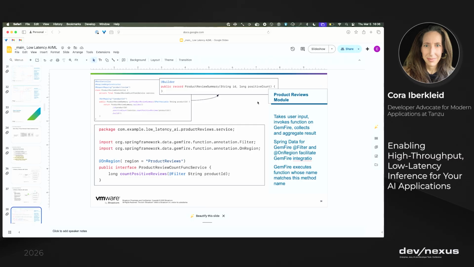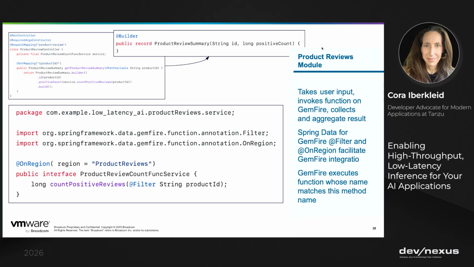So in this case, this is the product reviews module. This is still in our Spring Boot app. This is the one that's exposing the controller to the user so that we can send lawnmower, and it's going to return lawnmower with the count of the 11 positives.